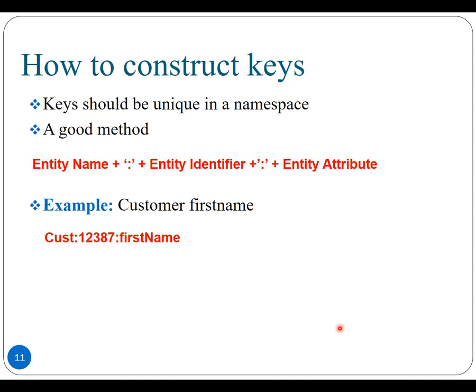The customer has an ID, for example 12387. That's the ID of the customer. Between these two, I have a colon here. The ID, and then a colon, and the name of the attribute, the entity attribute. Here, I want to save the customer first name. For example, the customer has 5 attributes. For each of the attributes, I will have a key: customer 12387 last name, customer 12387 address. The different attributes, each of them has a key for each customer.